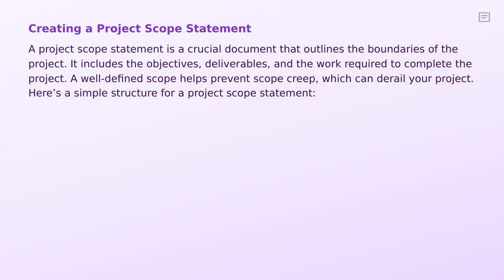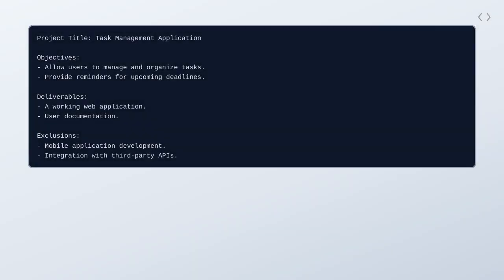Let's move on to creating a project scope statement. A project scope statement is a crucial document that outlines the boundaries of the project. It includes the objectives, deliverables, and the work required to complete the project. A well-defined scope helps prevent scope creep, which can derail your project. Here's a simple structure for a project scope statement. The samples on screen walk through this step. Take a moment to read through them.